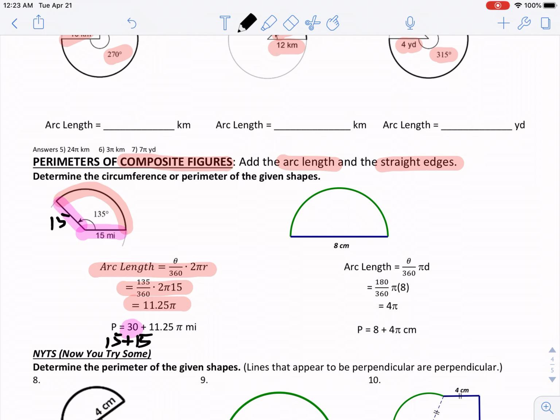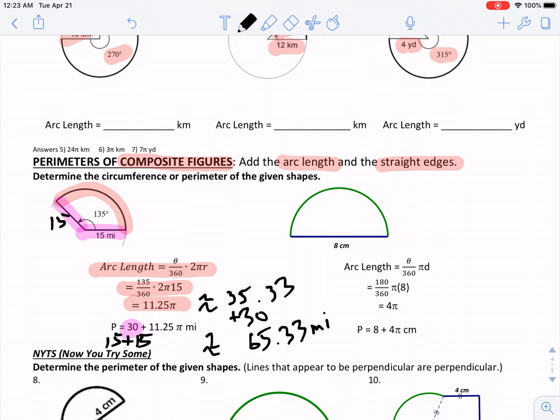The only time you would be able to combine those is if we took 11.25 times 3.14. Sorry, guys, I typed something wrong on my calculator. Which is about 35.325. So I'm going to say 35.33, plus 30, about 65.33 miles. All right, that's the approximation for what the perimeter is.